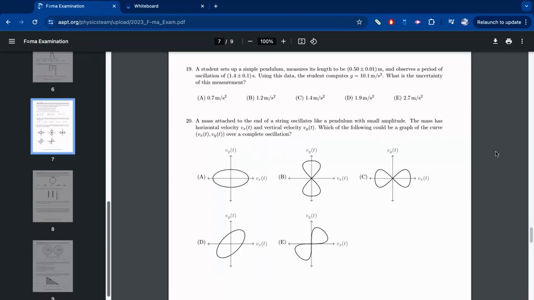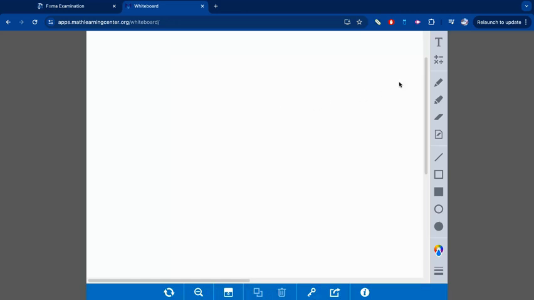So moving on to question number 19. So we have a student who sets up a simple pendulum with a length of 0.5 meters, a period of 1.4 seconds. And using this data, the student computes the acceleration due to gravity. And so you want to find the uncertainty of the measurement. So whenever you have uncertainty problems, we always want to solve for that variable and get an equation in terms of it.